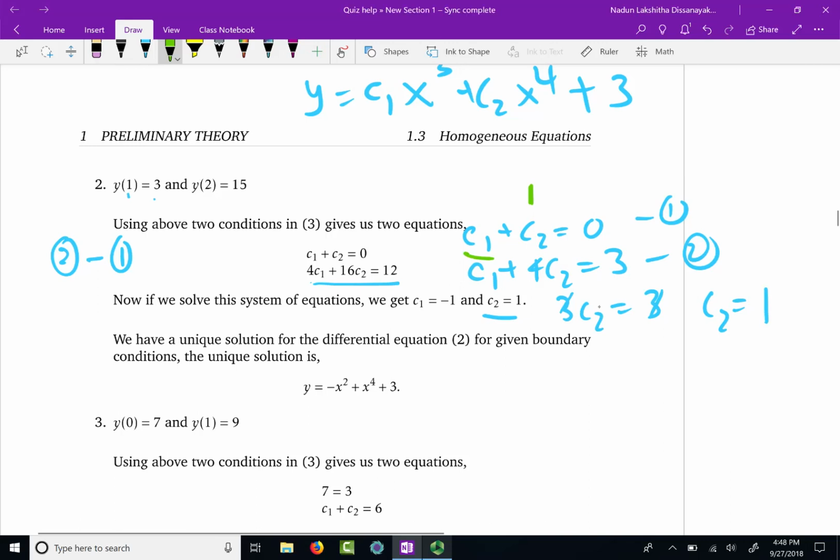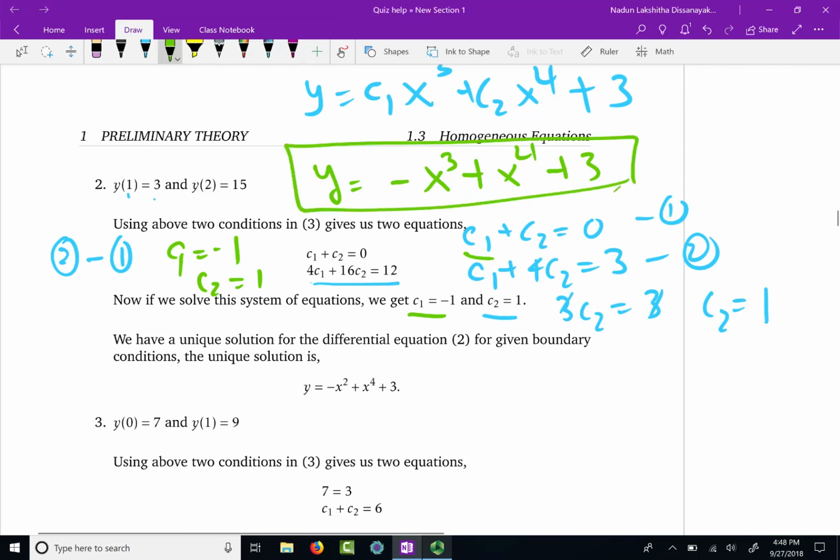C1 is -1, right? So we get C1 to be -1, C2 to be 1. So what is the solution? The unique solution is y equals negative x cubed plus x to the 4 plus 3, right? Okay, so we were able to find the two constants, and this is the unique solution.